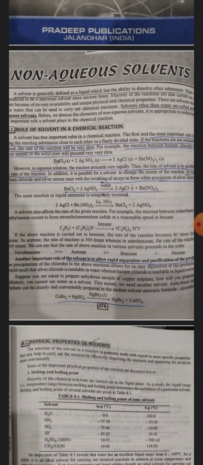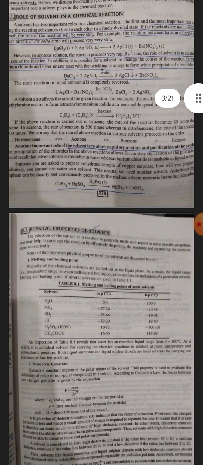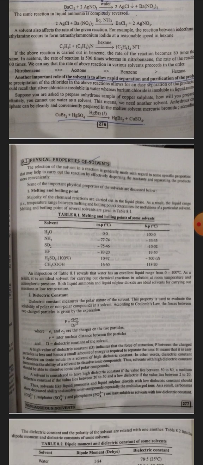For example, the reaction between iodoethane and ethylamine occurs to form tetraethyl ammonium iodide at a reasonable speed in hexane. If the above reaction is carried out in benzene, the rate of reaction becomes 80 times that in hexane. In acetone, the rate of reaction is 500 times, whereas in nitrobenzene, the rate of reaction is 100 times. We can say the rate of the above reaction in various solvents proceeds in this order.